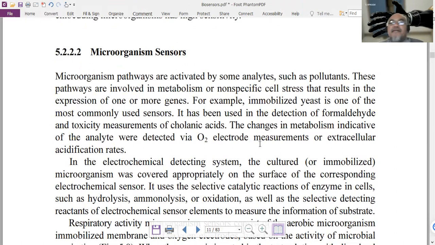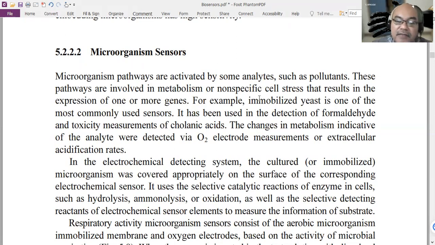Okay, and using a whole microorganism, you can detect analytes like pollutants, because microorganism pathways are activated by them. For example, heavy metals, not only a single metal but zinc, mercury, cadmium, copper, those kinds of pollutants in soil or in water. We can detect them as a whole to indicate a high level of pollution, just using the whole cell microorganism. We do not need to use a specific reaction to detect what is due to one specific heavy metal or another.